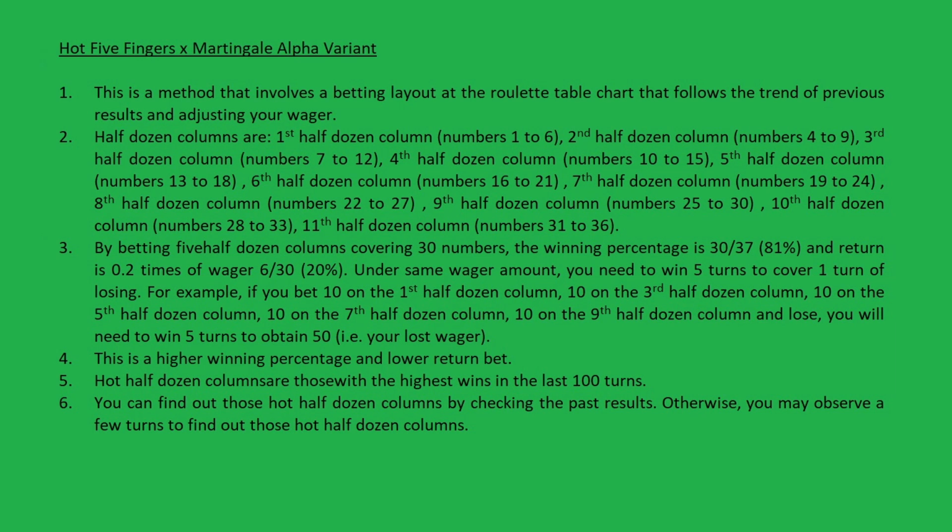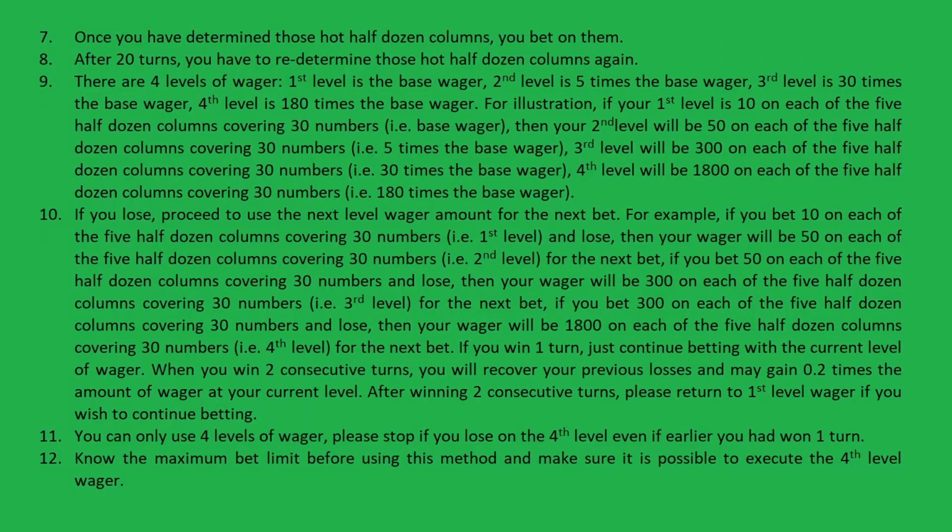5. Hot half dozen columns are those with the highest wins in the last 100 turns. 6. You can find out those hot half dozen columns by checking the past results. Otherwise, you may observe a few turns to find out those hot half dozen columns. 7. Once you have determined those hot half dozen columns, you bet on them. 8. After 20 turns, you have to redetermine those hot half dozen columns again.